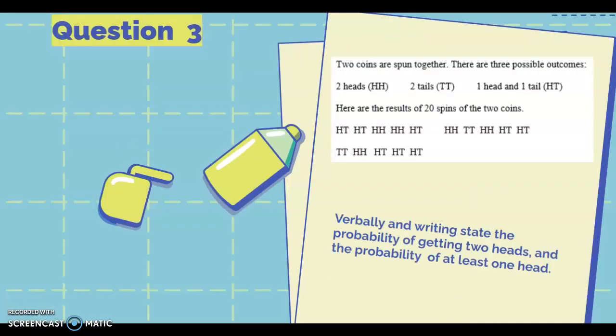As you can see in this question, there is actually 20 spins needed, but you only see 15. So I would like you to add this data set to your information and calculate the probability including this data set. Heads, tails, heads, heads, heads, tails, heads, heads, heads, heads.